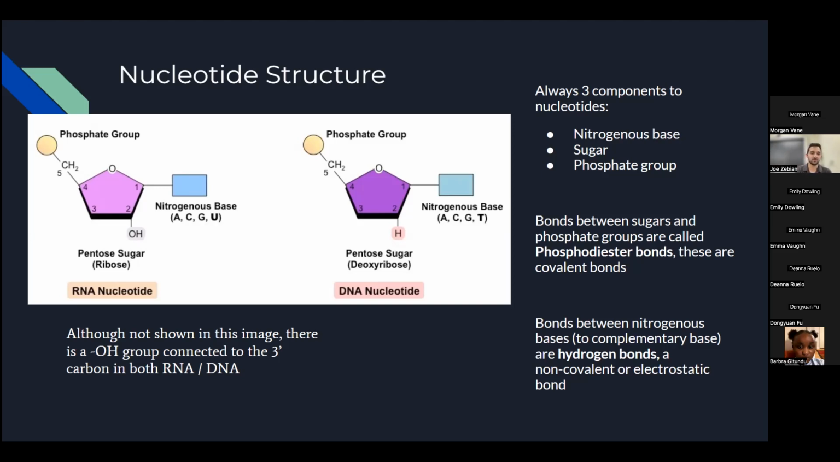And so, although it's not shown in this image, there's an OH group attached to the 3' carbon in both RNA and DNA. So that would be just on the 3' end. You'll notice that in DNA, there is a hydrogen on the 2' carbon, as opposed to RNA, where there's an OH group. That is the key difference between DNA nucleotides and RNA nucleotides. Those are important. Make sure you know that.